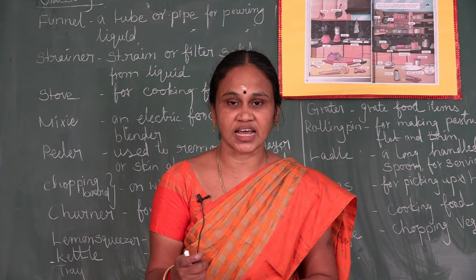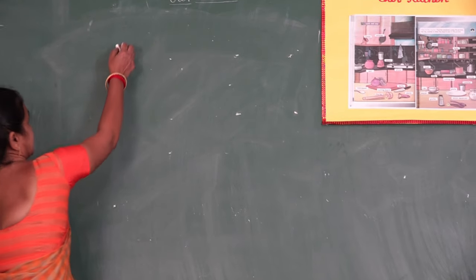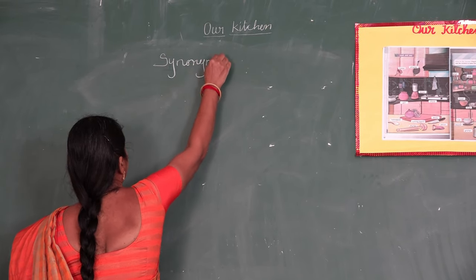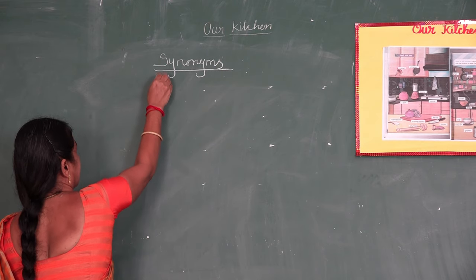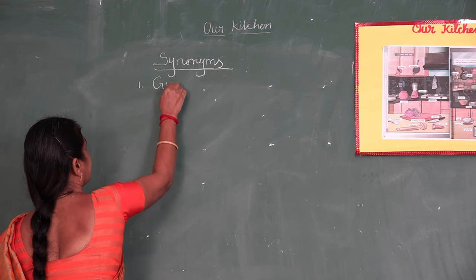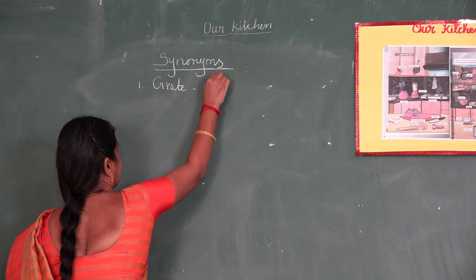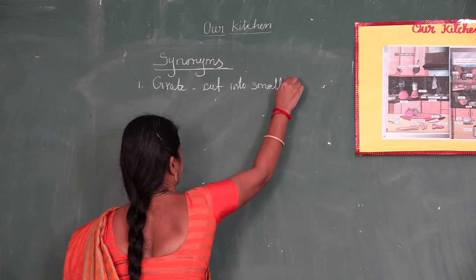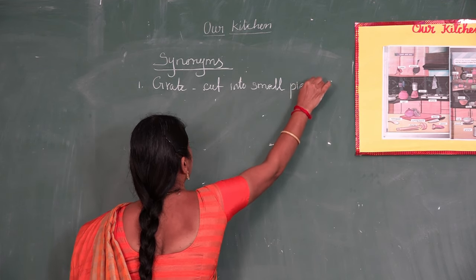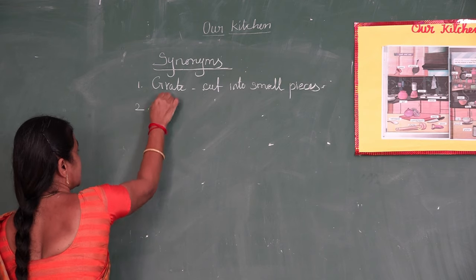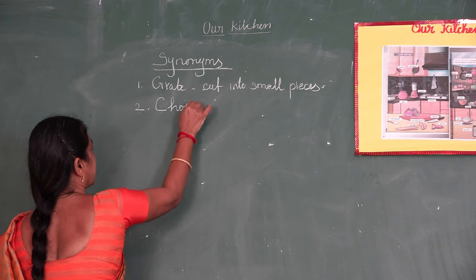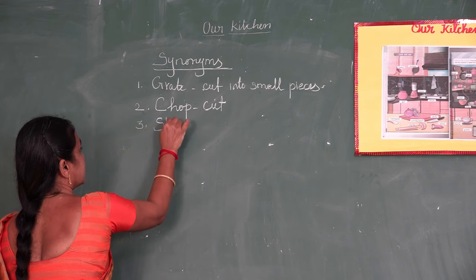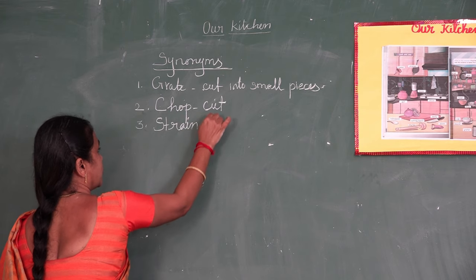Let us see some synonyms related to the lesson. Synonyms. Chop: cut into small pieces. Cut. Strain. Filter.